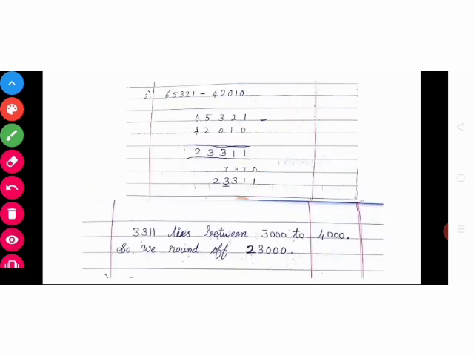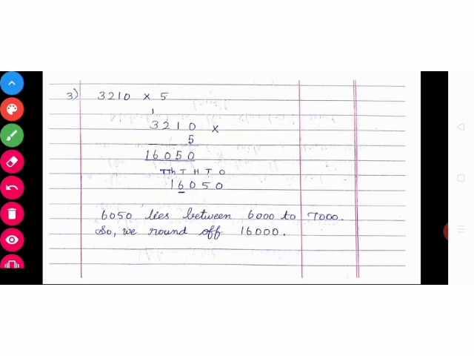And then next example. 65,321 minus 42,010. Do the subtraction carefully, children, and your answer is 23,311. So this answer you want to round off to the nearest 1000. In this thousands place, 3,311 is there. 3,311 lies between 3,000 and 4,000. So it is closer to 3,000. So we round off 23,000.